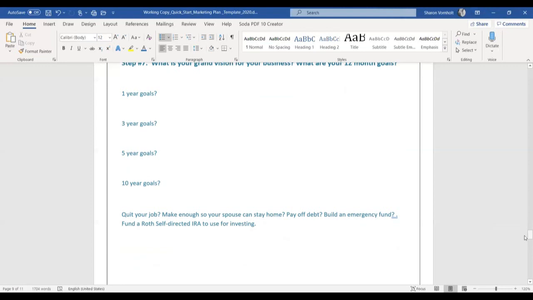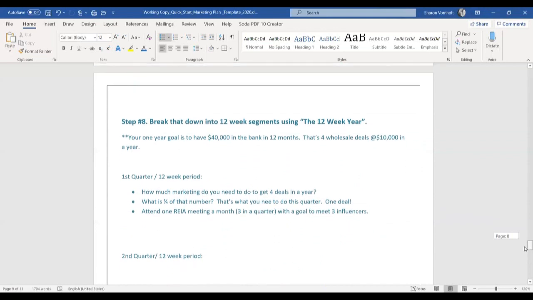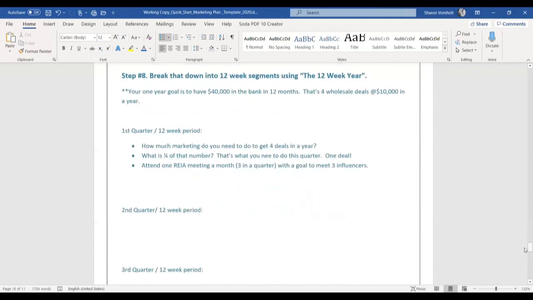Maybe one of your goals is to quit your job. Maybe you want to make enough money so your spouse can stay home. Maybe you want to pay off debt or build an emergency fund. That's a big one. Maybe you want to fund a Roth self-directed IRA to use for investing. Figure out what your why is, because you have to have a powerful why, and then you have to backstep into your goals.